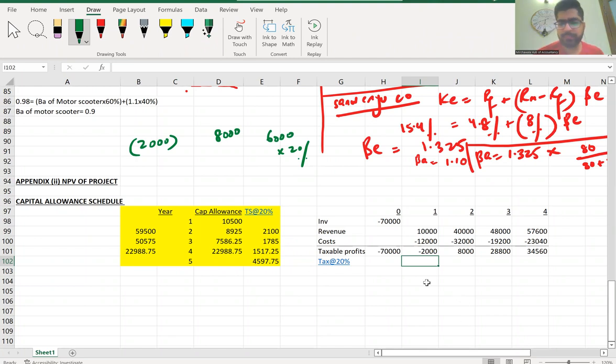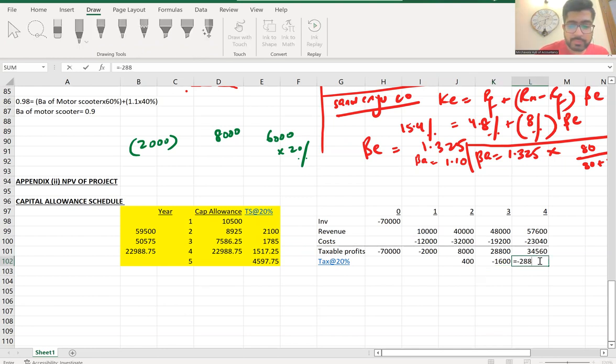So do a normal thing: 2000 loss. If it's a profit, 20% tax, 400 in the next year. But if it's a loss of 2000, adjust the loss, and 20%, 400, you will get as an inflow. In the next year, year two, 8000 is the profit you will pick because tax is in arrears. So negative 8000 into 20%, 1600 tax paid. In year three, 28,800 is the profit, and you pay 20% tax next year. And year four tax will be paid in year five. The profit is 34,560.